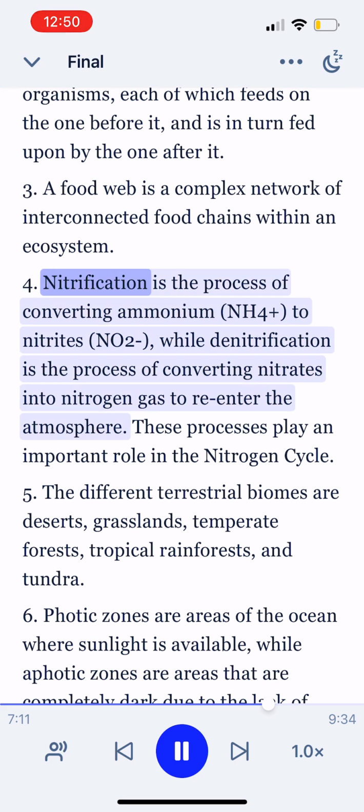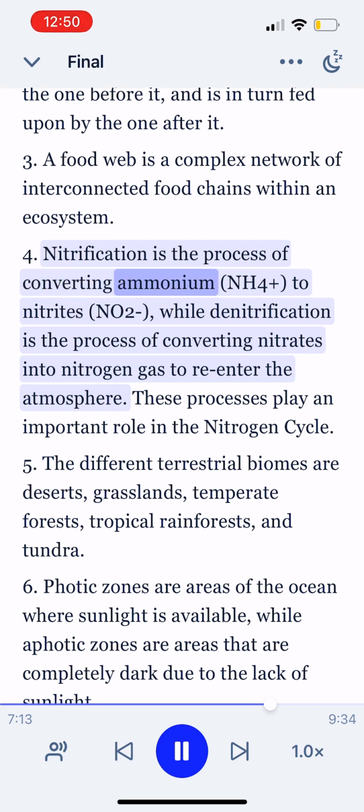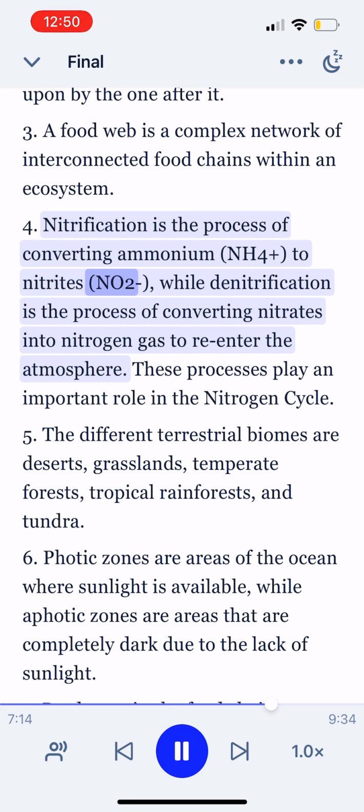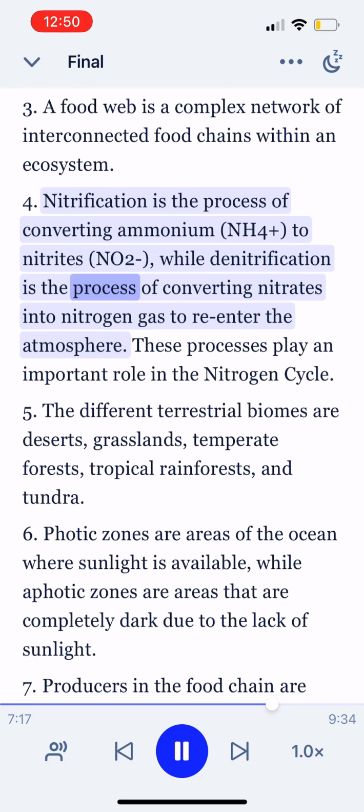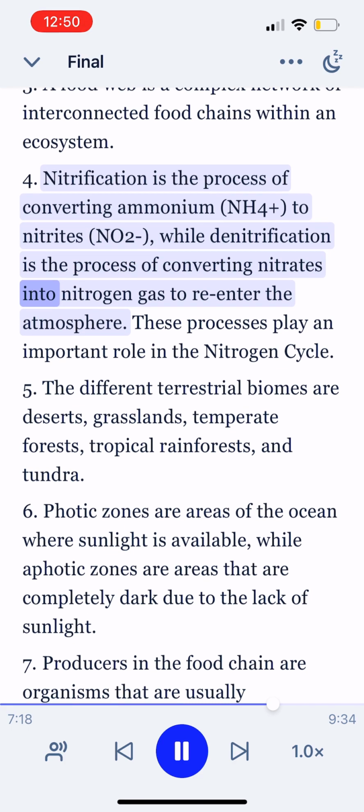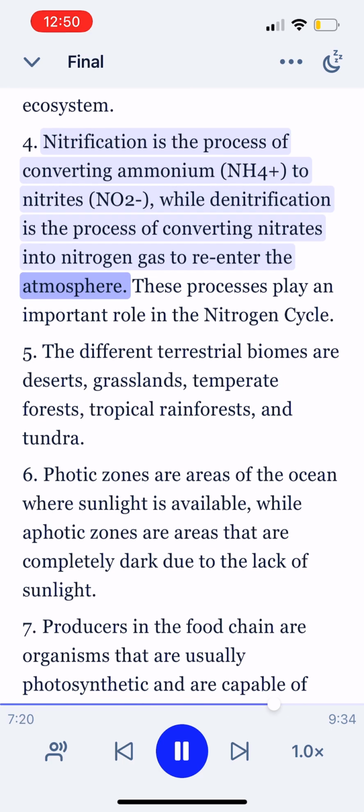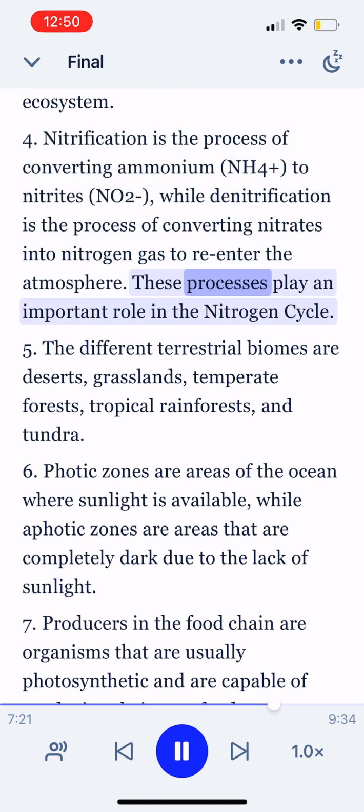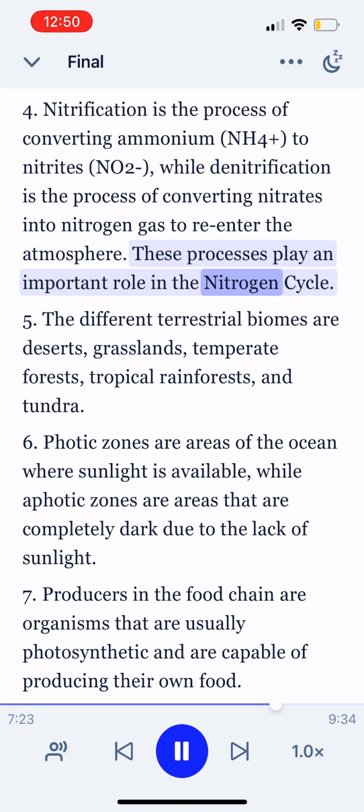4. Nitrification is the process of converting ammonium, NH4+, to nitrites, NO2-, while denitrification is the process of converting nitrates into nitrogen gas to re-enter the atmosphere. These processes play an important role in the nitrogen cycle.